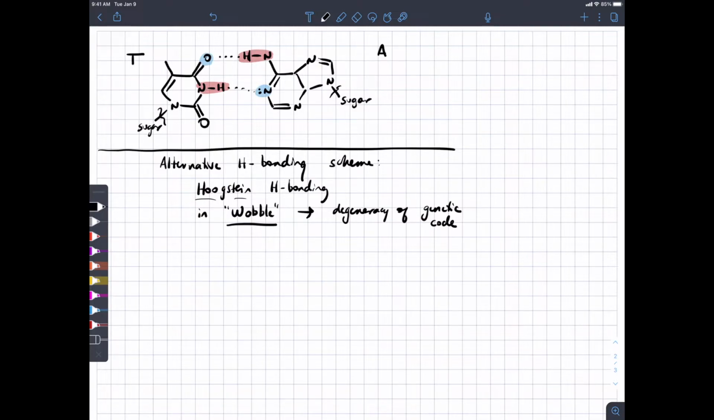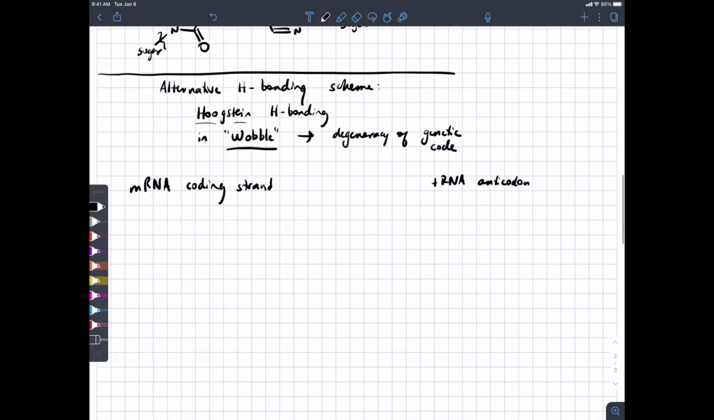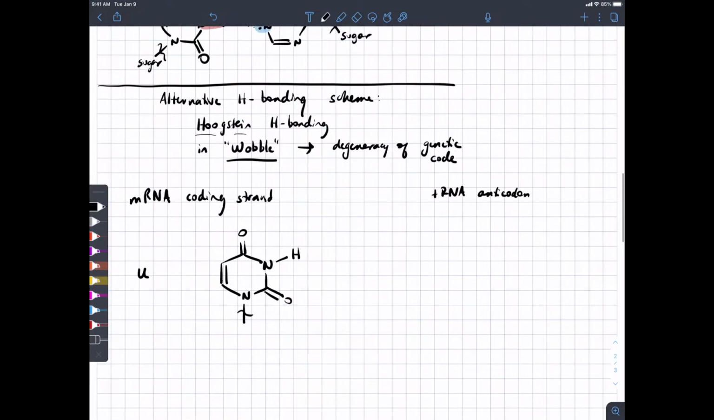So on one side, let's say we have, I'm going to get this wrong, an mRNA coding strand. And then over here, let's say we have the tRNA anticodon, the thing that recognizes the coding strand. And let's say on this side we have uracil. Uracil is just like thymine, only we've lost the methyl group. Now, uracil would normally recognize adenine, but we can have uracil hydrogen bond with guanine sort of as follows.